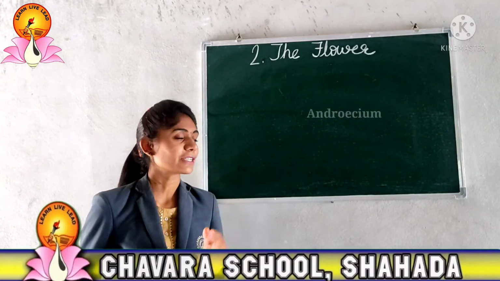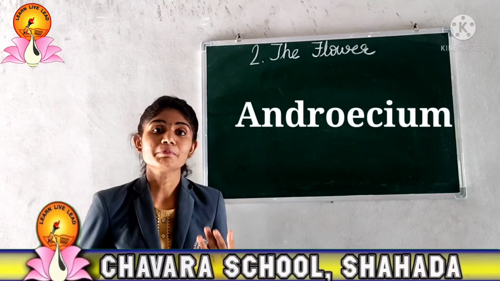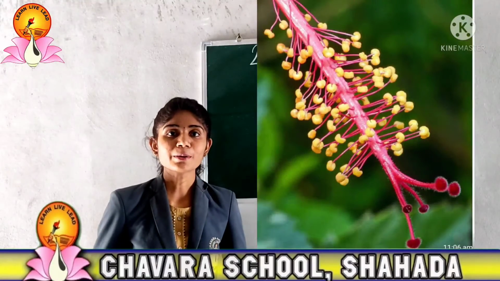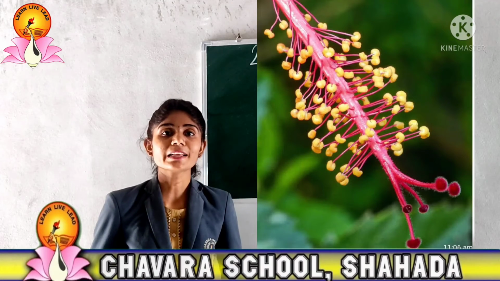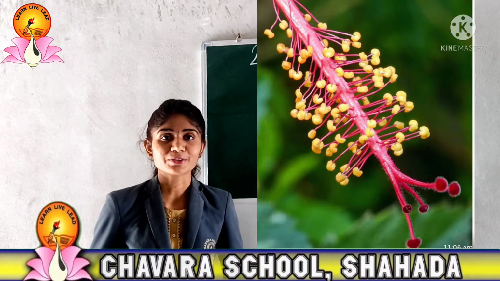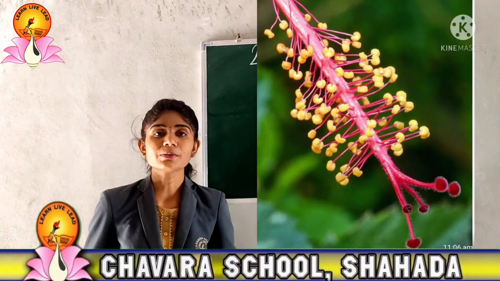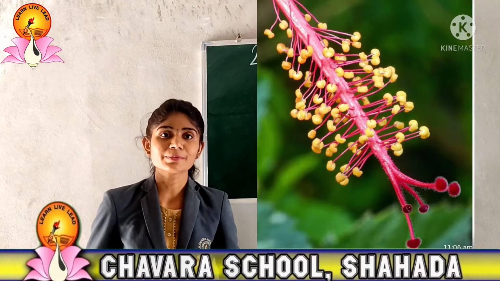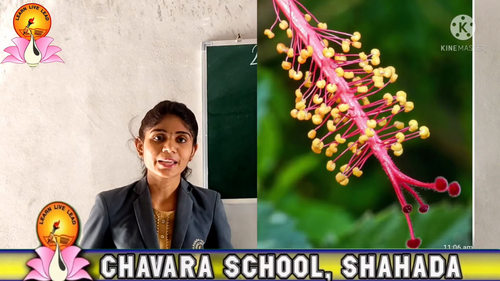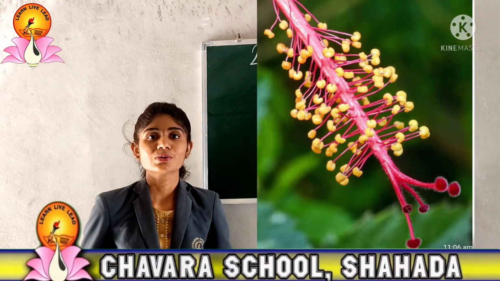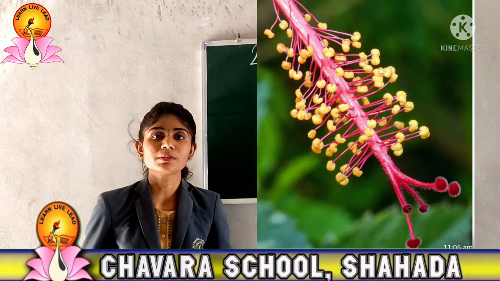Next, androecium. It is the third whorl of the flower, inner to the petals. This whorl is made up of stamens, and each stamen is made up of a thread-like structure called the filament. The anther contains pollen sacs which produce a powdery yellow colored substance containing pollen grains. The pollen grains contain the male gametes. So the androecium is called the male reproductive part of the flower.